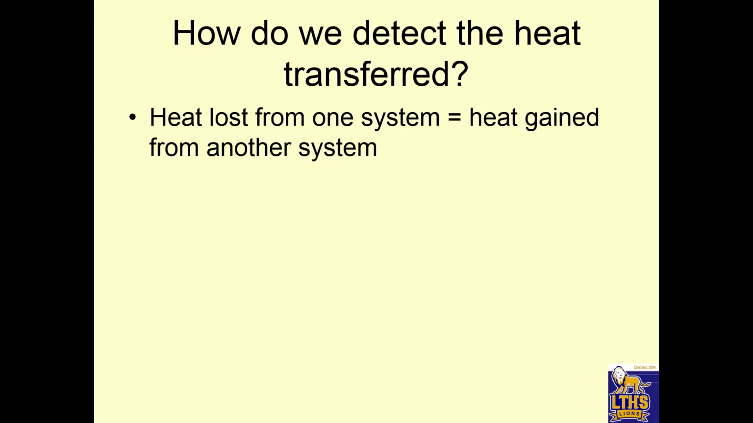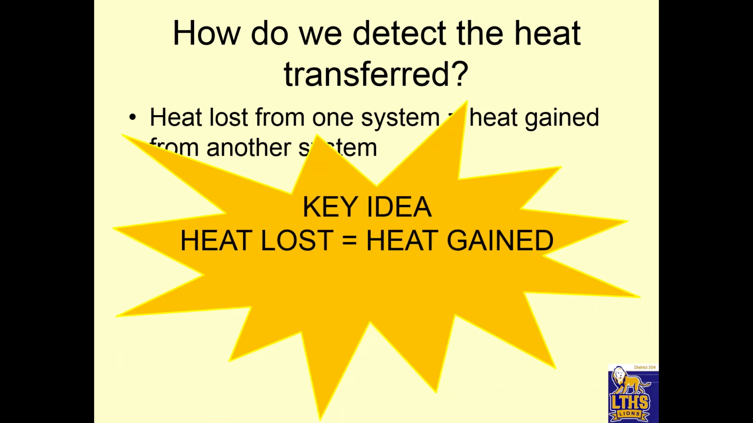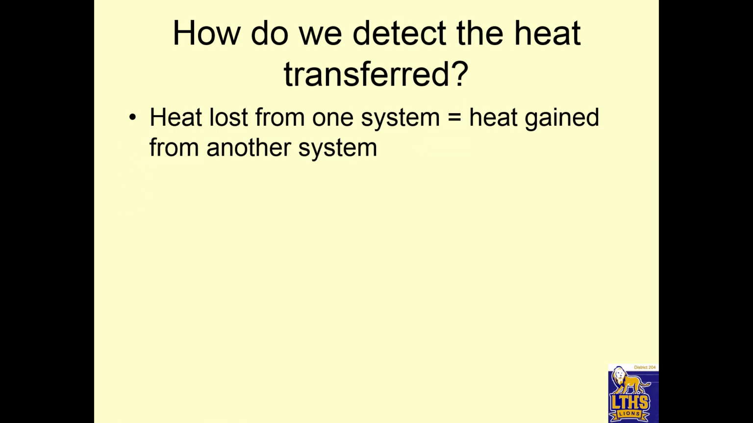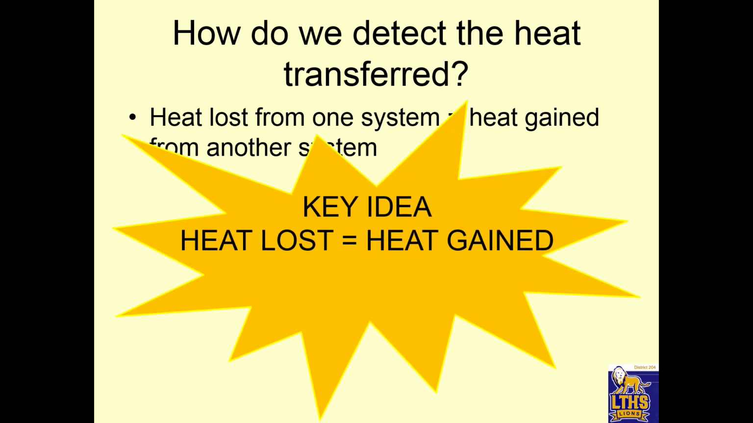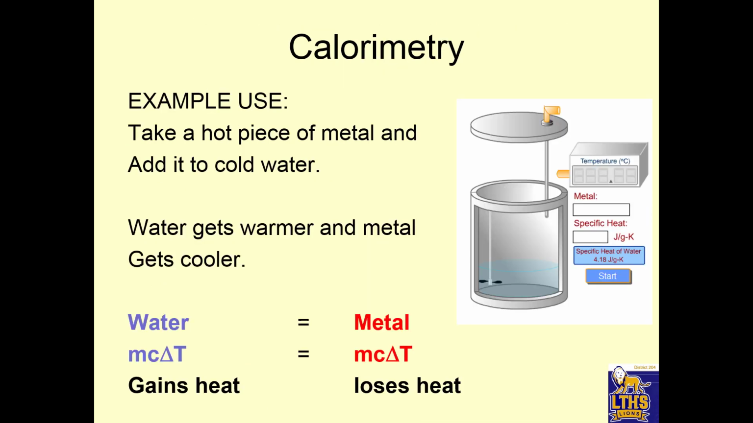Okay. How do we detect heat transfer? Well, we did some problems and said there was heat, but how do we do that? Well, you have to use two systems, one system and the other. So total, the heat loss from one system goes into the other. Heat loss equals heat gain. Heat loss from one system equals the heat gain from another. So we use this technique called calorimetry. And here's an example of how we can use it.